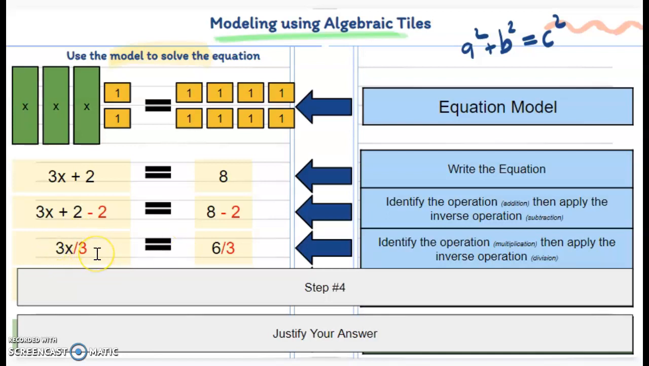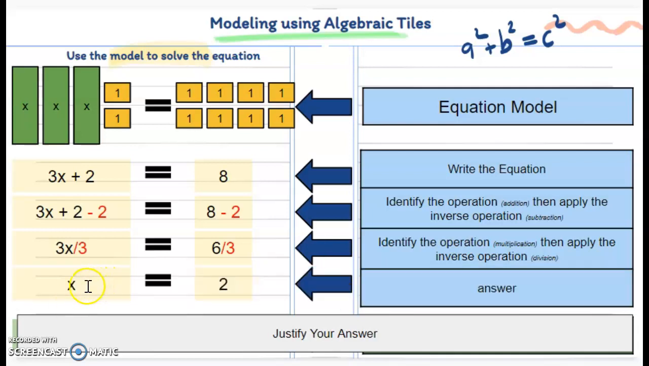3 divided by 3 equals 1. It doesn't equal 0, it equals 1. But 1x is just the x by itself. What I do to one side, I have to do to the other side. I have 6 divided by 3. Because I'm dividing this by 3, I divide this by 3. 6 divided by 3 equals 2. So x equals 2.